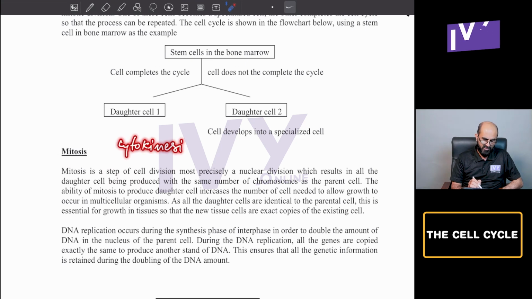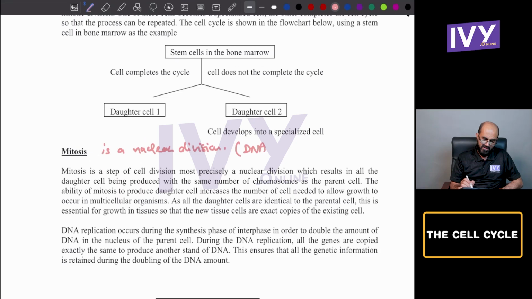Cytokinesis, as I told you. Cytokinesis and mitosis are two different things. Mitosis is a nuclear division. It divides the nucleus, so the DNA contents divide equally. One cell is made up of two nuclei, each with the same number of DNA contents in mitosis. But what's going on in cytokinesis? The division of the cytoplasm.